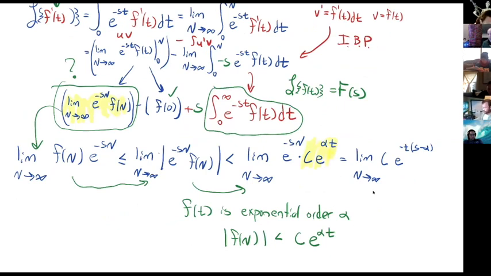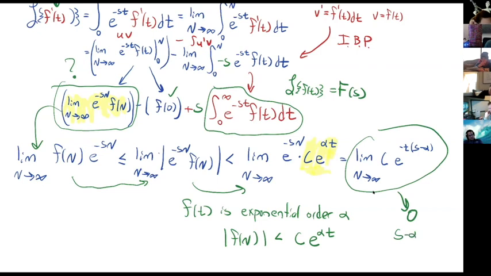get this limit bounded. Therefore, if this piece is bounded by some exponential function, then the resulting limit, we can group our terms over here, and we know that this is going to go to 0 as long as the power of the exponent is approaching a large negative number. So this is going to go to 0 as long as s minus alpha is positive.